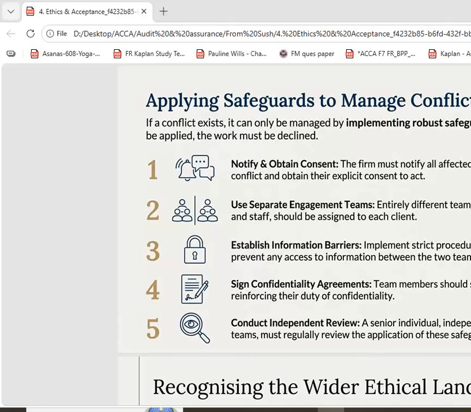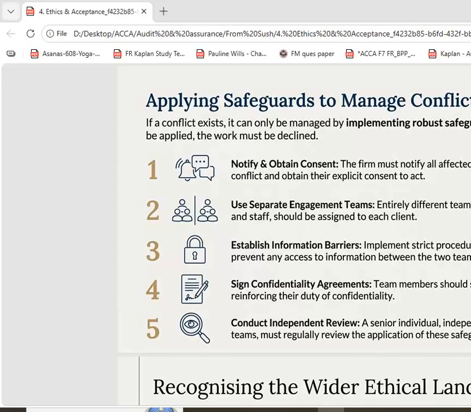Second, use separate engagement teams. Entirely different teams with different partners and staff should be assigned to each client. Third one, establish information barriers. Implement strict procedures, for example Chinese walls, to prevent any access to information between the two teams. Fourth one, sign confidentiality agreements. Team members should sign a specific agreement reinforcing their duty of confidentiality.